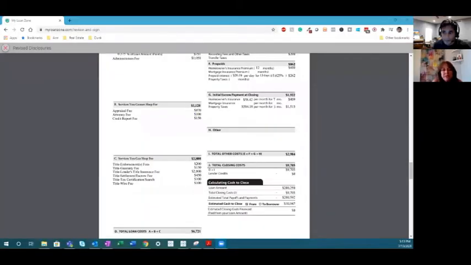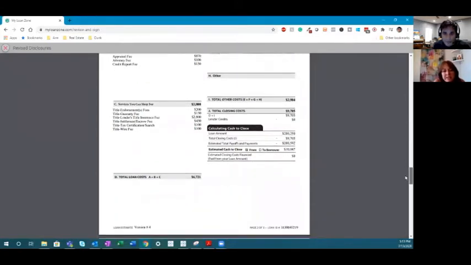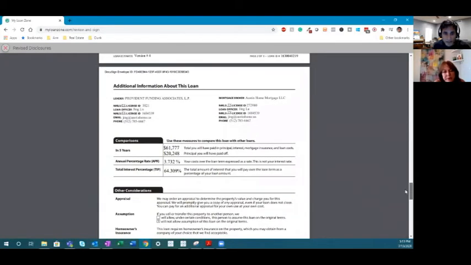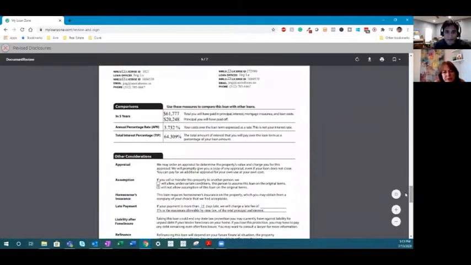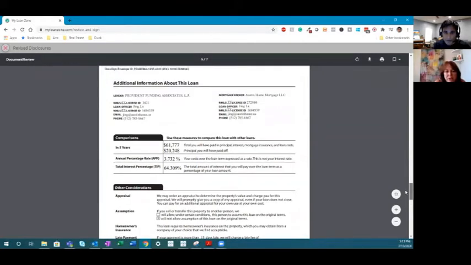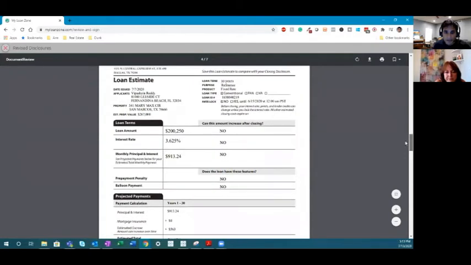Let me pull it back up. Okay, let me pull that information back up. That's the easiest way to tell how much money the lender is getting in comparing this loan. So this is the APR right here. Yes, so your APR was 3.732. Your interest rate was actually 3.625. That is correct. So your APR is very close.